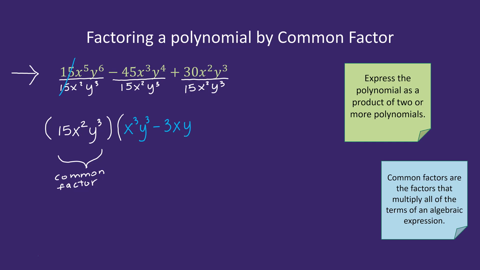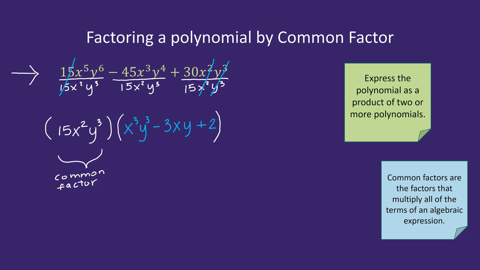Now we are going to divide the last term. 30 over 15 gives us 2, because 2 times 15 is 30. Now to divide the x's, x squared over x squared cancels out because it gives us 1. And y third power over y third power again cancels out because it gives us 1. So the result of that division is 2. And with that, we would be finishing factoring our polynomial.